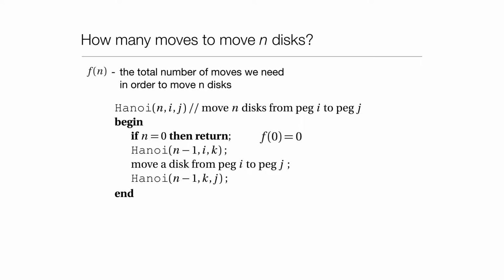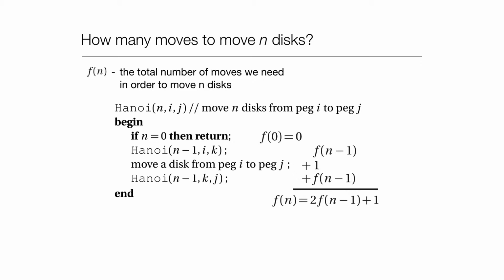But the structure of this recursive program lets us write down an equation for f, what we call a recurrence relation. In order to move n disks, we need to move n minus 1, and then make one additional move for that largest disk, and then move the n minus 1 disks again. So f of n is twice f of n minus 1 plus one more.